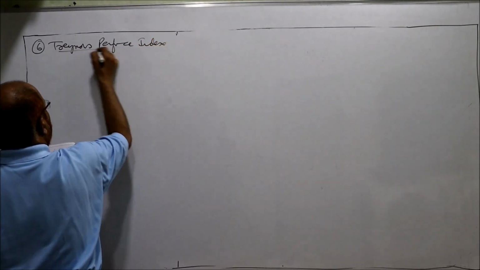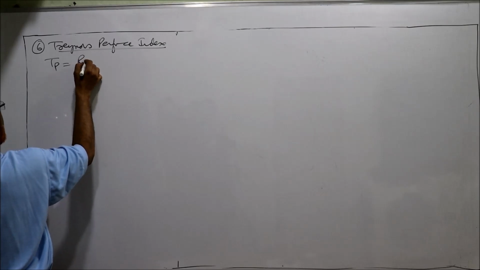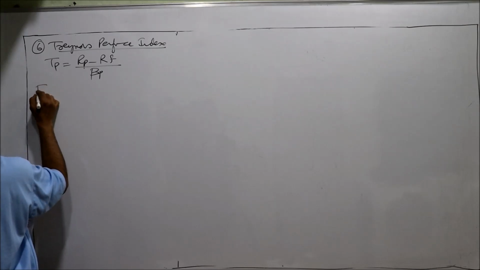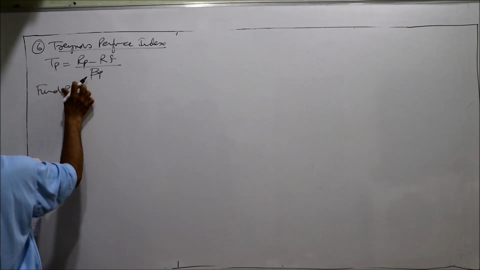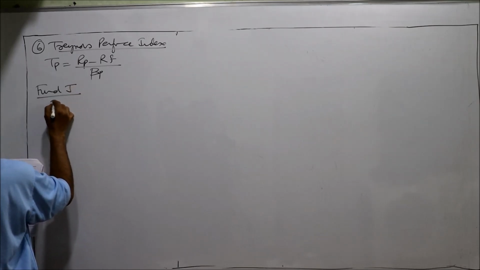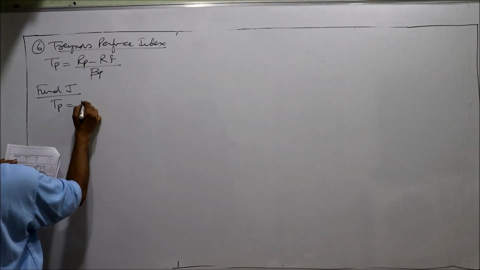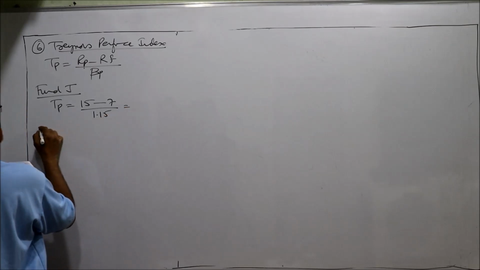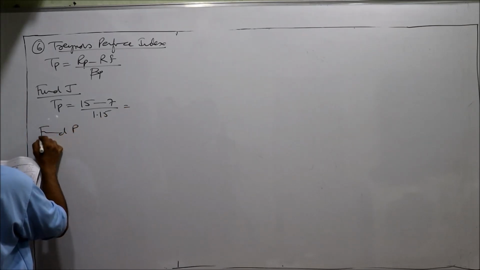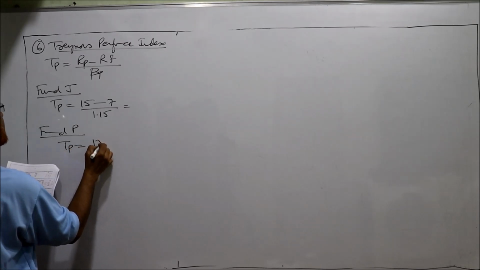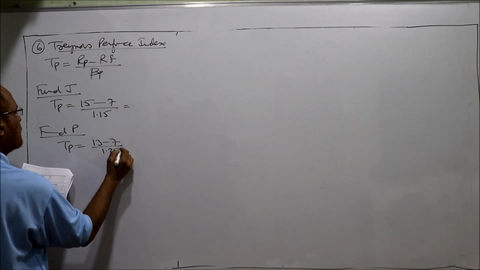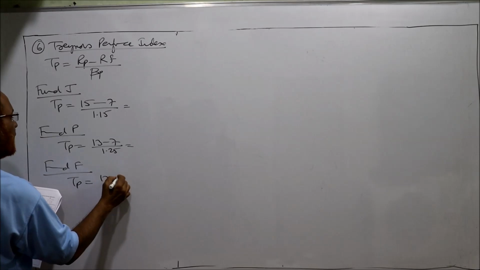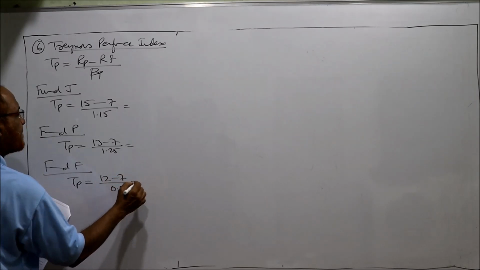Treynor's performance index. The formula is TP is equal to RP minus RF divided by beta P. Here growth fund J: TP is equal to the return, 15%, minus the risk-free rate of 7%, divided by beta, 1.15. Similarly, fund P: TP is equal to 13 minus 7 divided by 1.25. Then fund F: TP is equal to 12 minus 7 divided by 0.9.